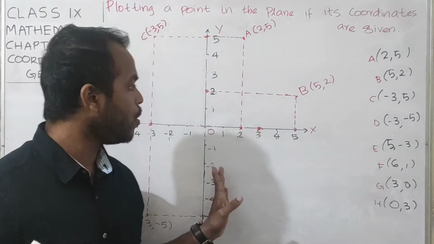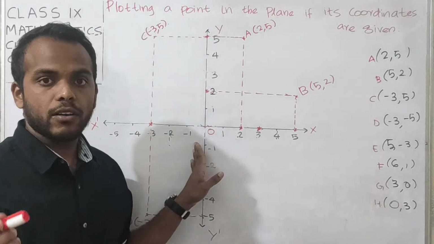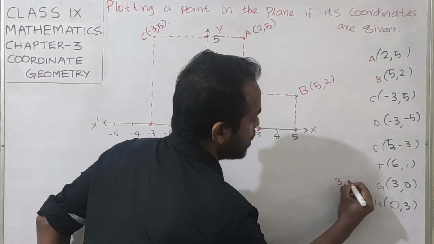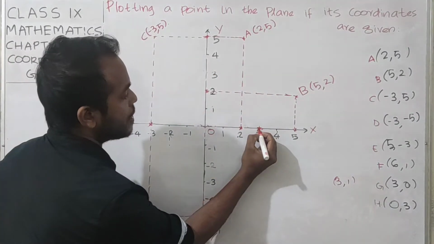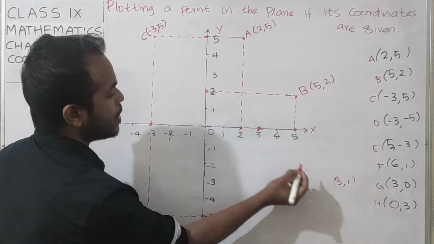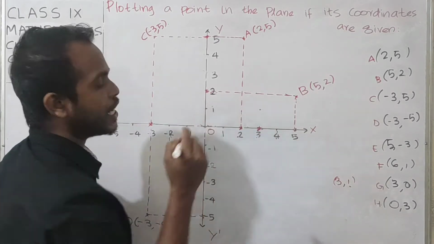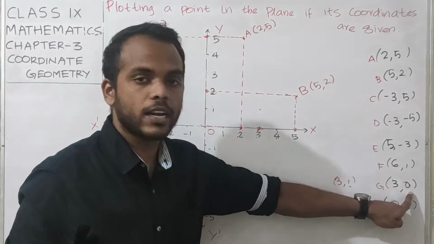Actually, if it is 0, then if it was 1, for example, let's see if it was (3, 1). Had it been (3, 1), what would we do? We will take the point 3 here and take the y coordinate as 1 here. We will join the line and this will be our required point. But here the y coordinate is 0.